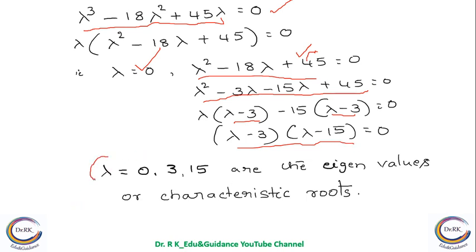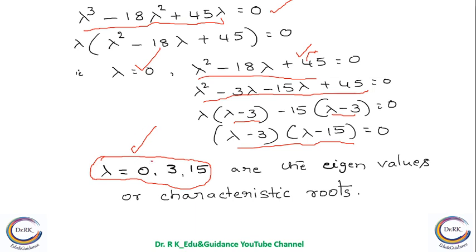Therefore we got 3 values for lambda: lambda equal to 0, 3, 15. If you remember, the order of the matrix given is 3, so we have to get 3 eigenvalues. Later we will discuss some properties which help us understand eigenvalues. Whenever we solve the characteristic equation and get eigenvalues, we can validate whether what we got is right or wrong.